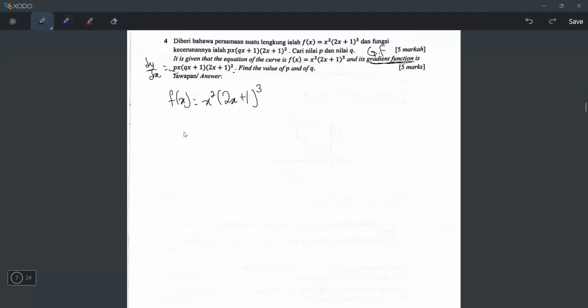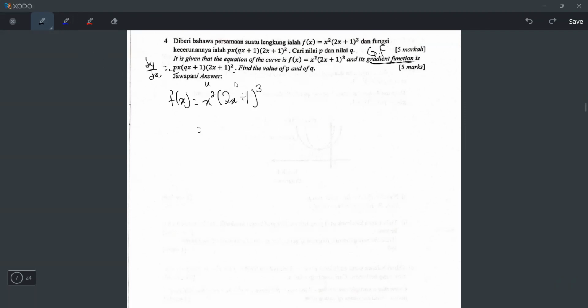So how can I differentiate this? Cannot do like this. You cannot take the power times the number and then get 3x squared, 2x plus 1 power 2. Wrong. If you do like this, it's wrong. You can only do like this when there is no x in front, right? Do you remember I told you before? You can only do like this when there is no x in front. So if there is already an x in front, you cannot take 3 times x squared straight away.